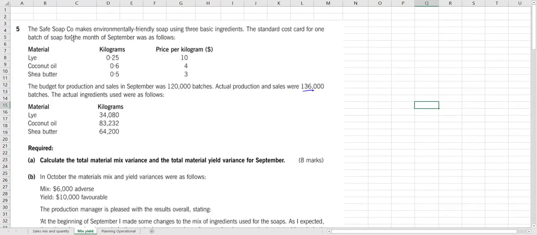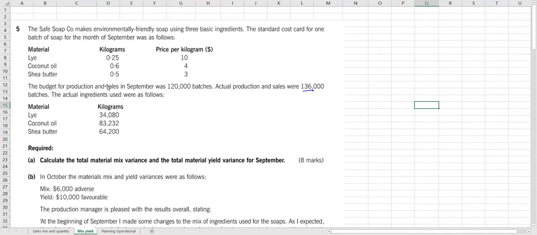Okay, reading from the top. Safe Soap Co. makes environmentally friendly soap using 3 basic ingredients. The standard cost card for one batch of soap for the month of September was as follows. We have material lye, coconut oil, shea butter, and then kilograms of each that are used. So there should be this standard mix. We have 10 kilograms, we have $4 per kilogram, we have $3 per kilogram. So remember, if we use more of the first material, then our mix variance would be adverse. If we use more of the third material, our mix variance would be favorable.